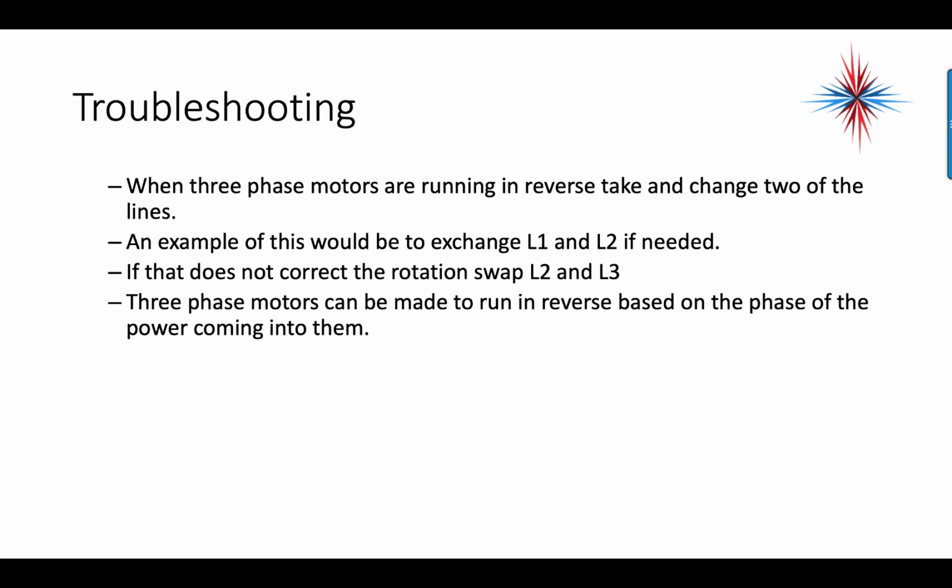When a three-phase motor is running in reverse, take and change any two of the lines. So if your motor's supposed to be running in a clockwise direction, and it's running in a counterclockwise direction, swap L1 and L2. If that doesn't correct the rotation, swap L2 and L3. Three-phase motors can be made to run in reverse based on the phase of the power coming into them. Again, to put the rotation correctly, swap any two of the three-phase lines coming in.